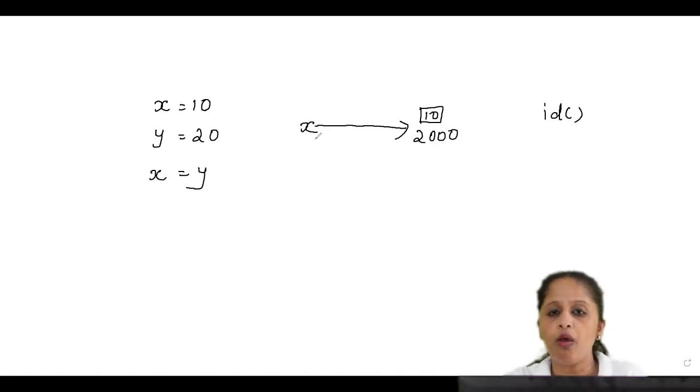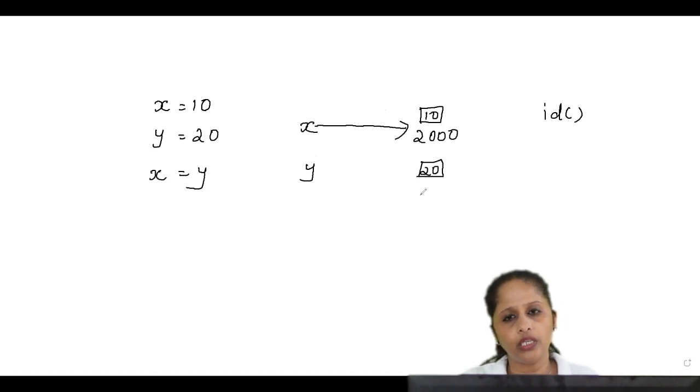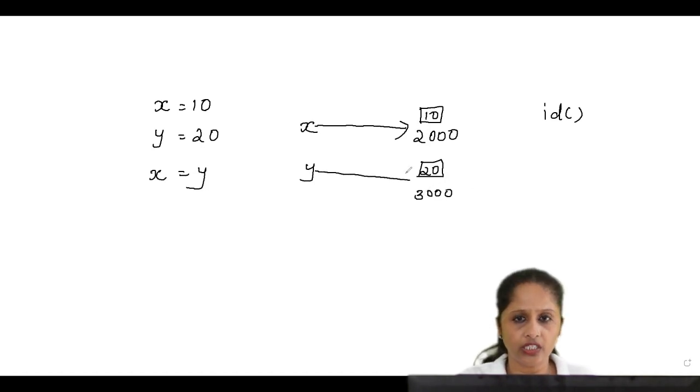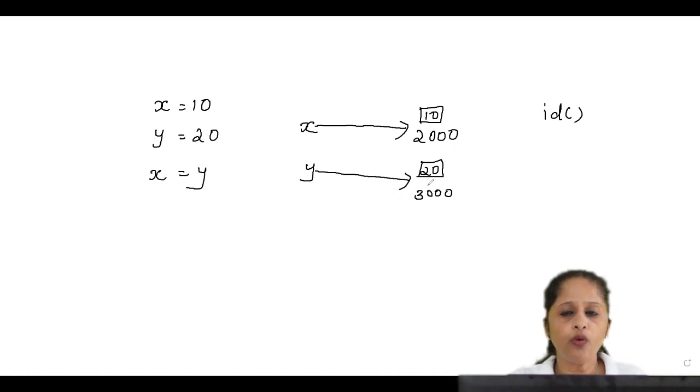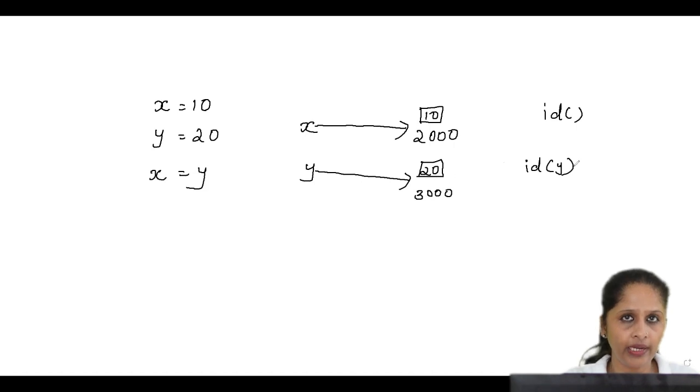So here x is pointing to the location 2000 where 10 is stored. In the same way, if you write y equal to 20, there is a memory location with value 20. For example, I am taking the memory location as 3000. The address of 20 is 3000 and this y is pointing to this particular location. Here if you check the id of y, you will get the address of 20. It's not the address of y, you will get 20's address.